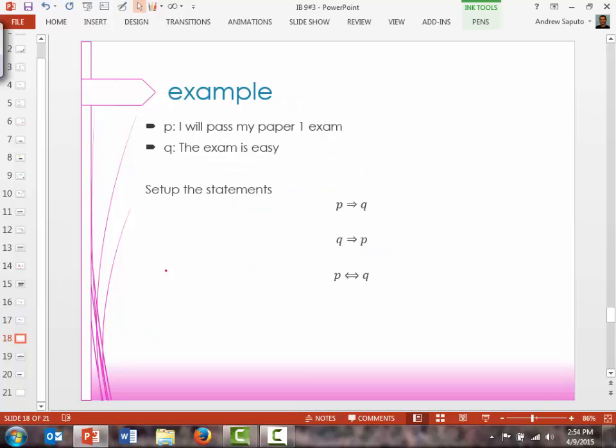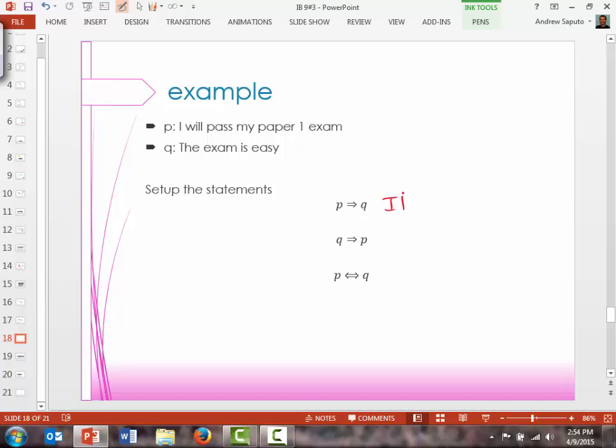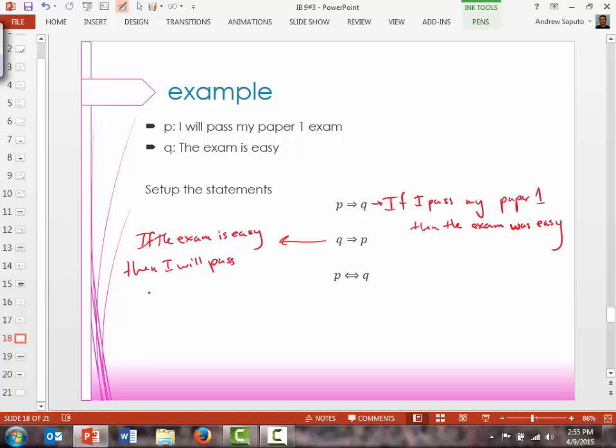Here's an example. I will pass my paper 1 exam. The exam was easy. So we're going to set up this statement. First, if I pass my paper 1, then the exam was easy. The second one is if the exam is easy, then I will pass my paper 1 exam.